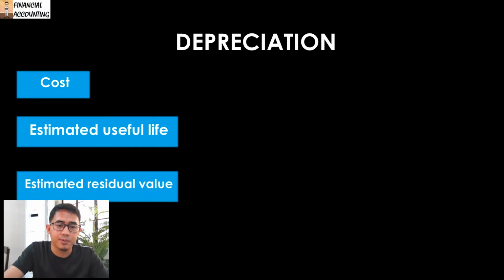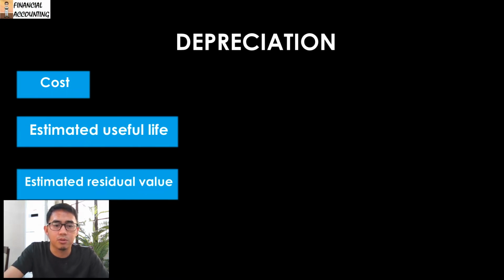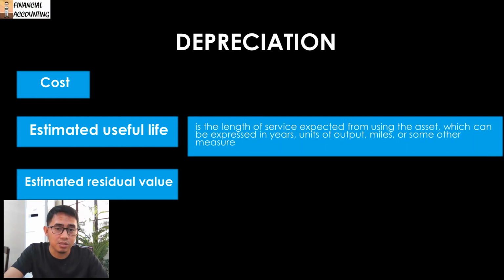So when we talk about depreciation, we should be familiar with these three terms. First is the cost, second is estimated useful life, and third is estimated residual value. Cost, we have already discussed a while ago in our discussion. What are the parts of the cost? Land, building, machinery. We have discussed the components of this cost.